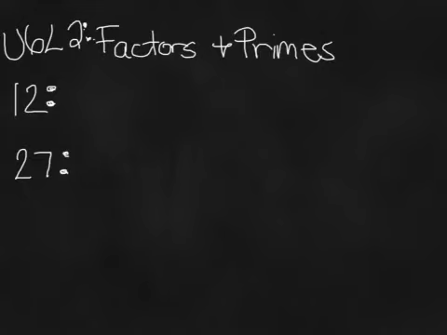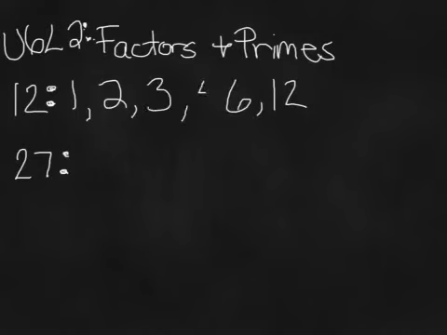Now, as a reminder, factors are those numbers that when I multiply them together give me a product. So some factors of 12 would be 1 and 12, 2 and 6, and also 3 and 4. Those are my pairs of factors. And when I put them in numerical order, they would be 1, 2, 3, 4, 6, and 12.